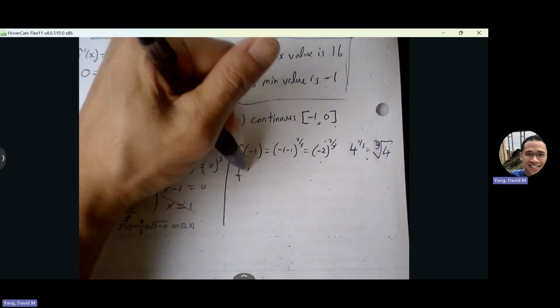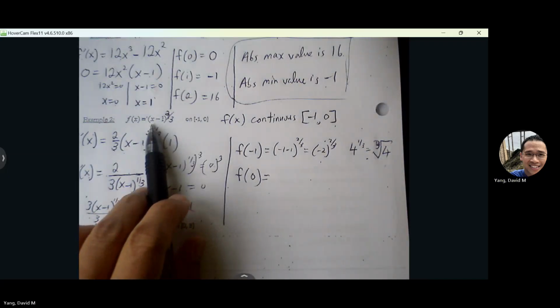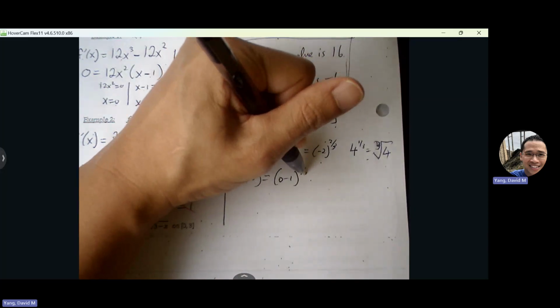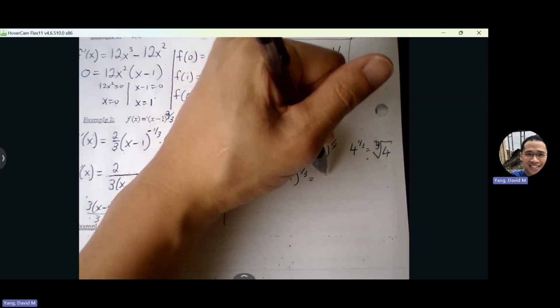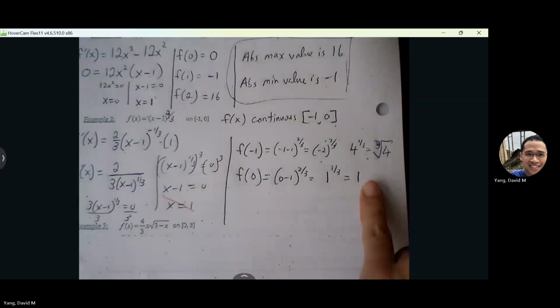All right, next up, f of 0. 0 minus 1 is negative 1. Negative 1 to the 2/3. Negative 1 squared is just positive 1. Cube root of 1 is still 1. So we only have to worry about these 2 points.